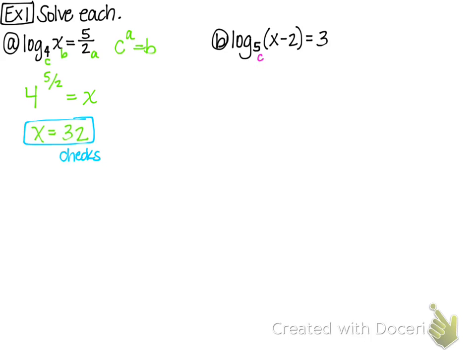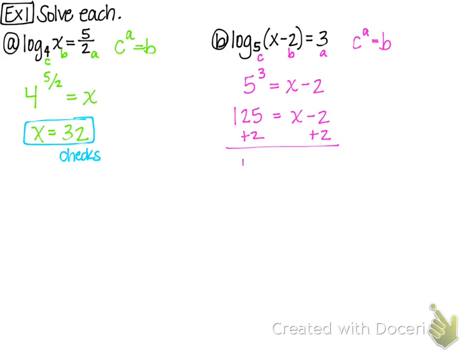So this is C, B, A, and remember we're going to switch it to C to the A power is equal to B. So we're going to have 5 to the 3rd power is equal to, and B is that entire expression, so we have x minus 2. Okay? So you can go on your calculator, put 5 to the 3rd power. 5 to the 3rd power is 125. And then we still have x minus 2. And to get our x isolated, we simply add 2 to both sides. And we get 127 is equal to x.